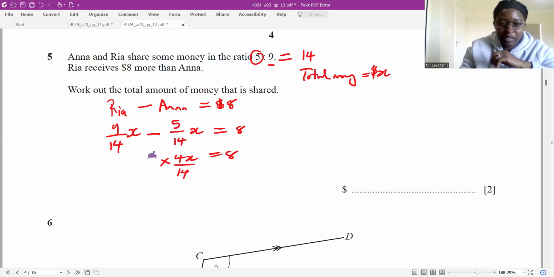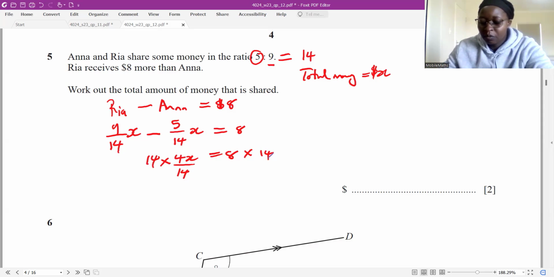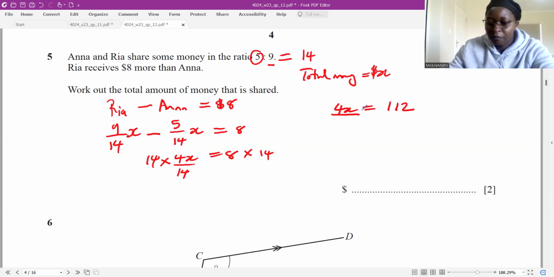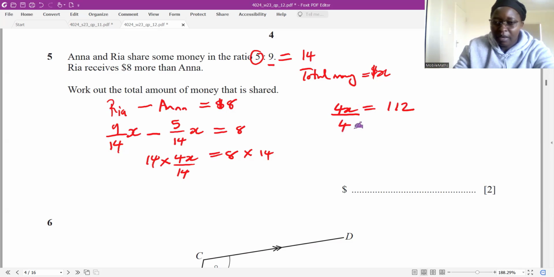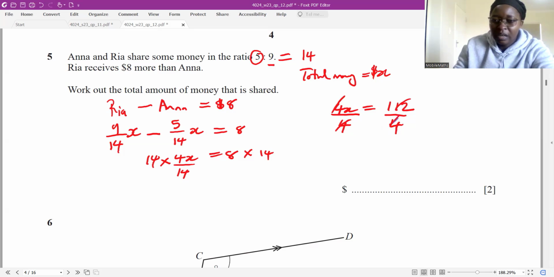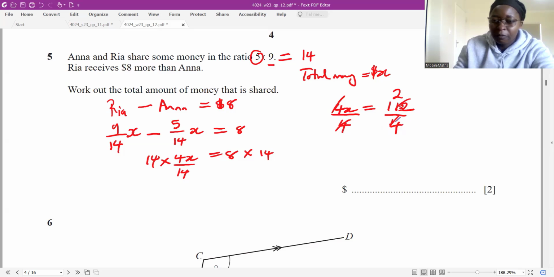So I can multiply all sides by 14 here. So I have 8 times 14. This gives me 112. So I can say 4x is equal to 112. I will divide everything by 4. So if I divide everywhere, 4 into 11 is 2, remainder 3, then 4 into 32 is 8. So our total money X is 28. So that's how we answer this one.